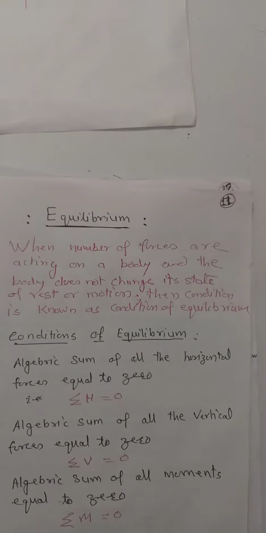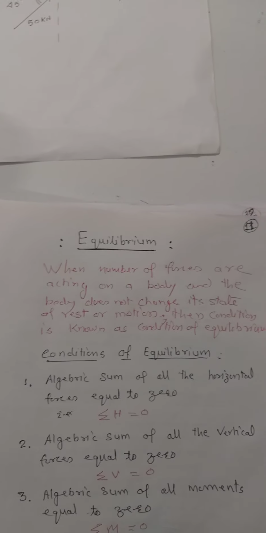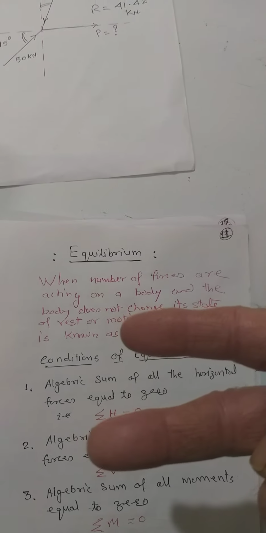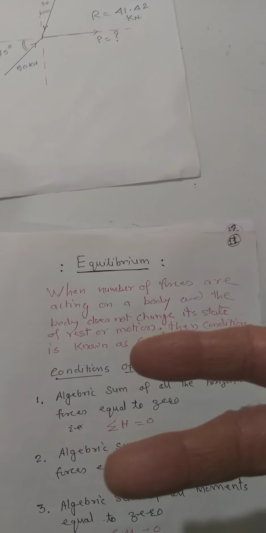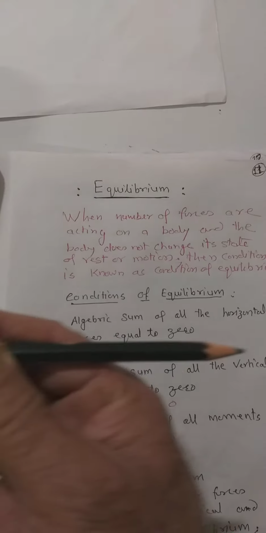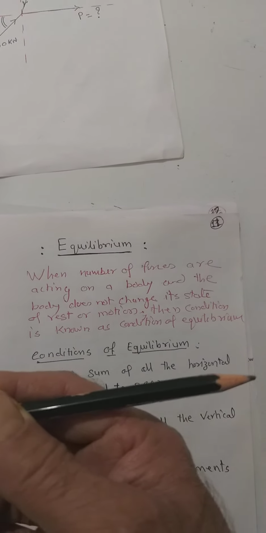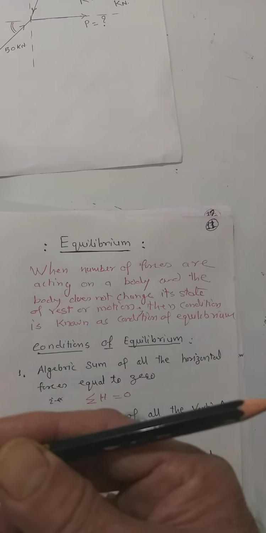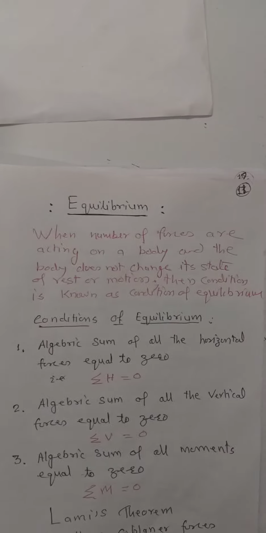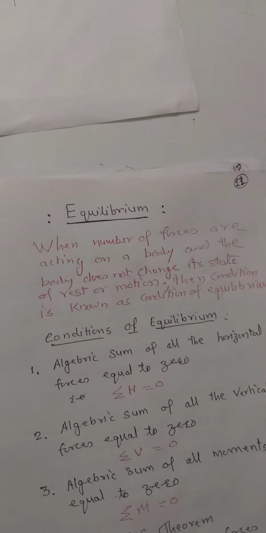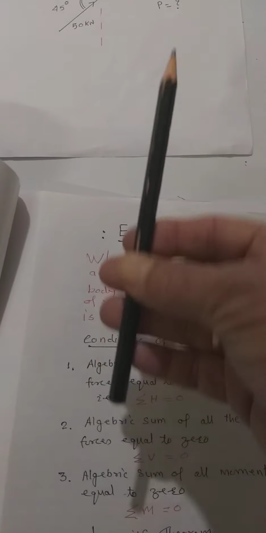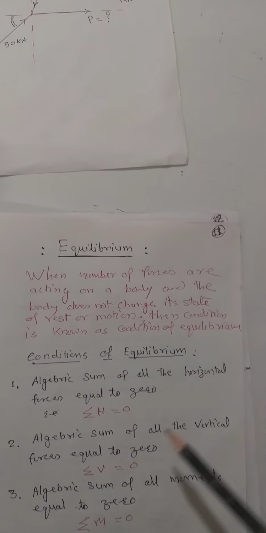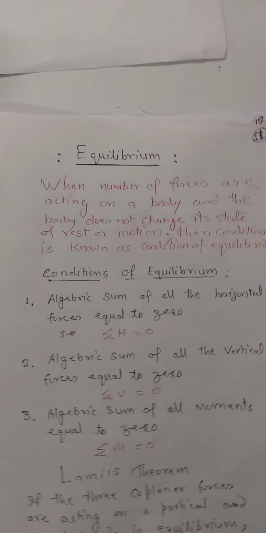Suppose we apply two forces in this direction of magnitude 2 kilonewton each, and one force acting in this direction of 4 kilonewton, then the body will neither go in this direction nor move in that direction because the resultant is 0. So this is the condition: when a number of forces are acting, the body will neither move in the horizontal direction, nor in the vertical direction, nor rotate in the clockwise or anti-clockwise direction. So this is called equilibrium.